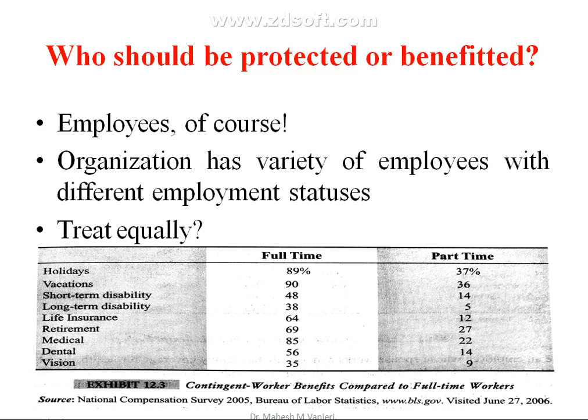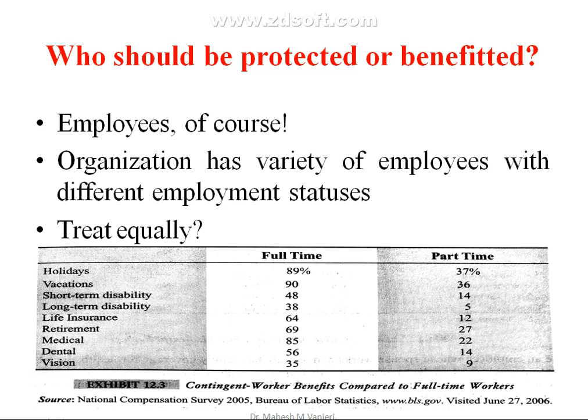We have an exhibit here, 12.3, contingent worker benefits compared to full-time workers. Contingent means part-time, not confirmed. Full-time workers, of course, we know them. Contingent workers are temporary workers or contract employees, as they are called. I hope you know the meaning: temporary workers or contract basis employees.